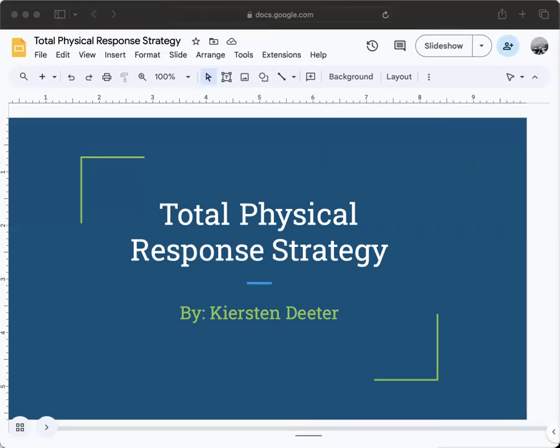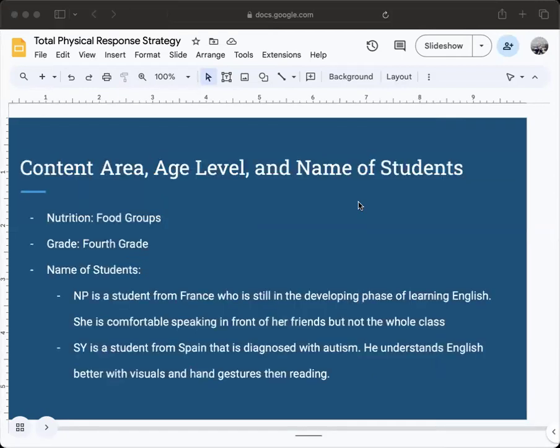I chose this topic today because I think implementing this into my lesson will be a great way to explain how we're using the vocabulary for nutrition. So the topic for today is nutrition, more specifically food groups. The grade level will be 4th grade.